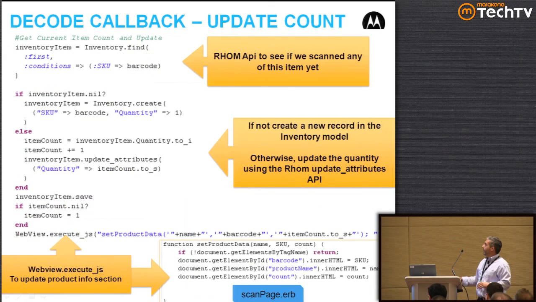Okay. Some more stuff that we're doing in the decode callback is, we're finding out if we scanned that inventory already. If we didn't, then, just like we preloaded the product catalog, we're using the Rhom API here to create a new inventory item record, with SKU and quantity, setting it to 1. Otherwise, if we did find one, we're getting the current count, converting the value to an integer, and updating it. Now again, this is a Rhom API to update attributes. This is how you would update a record. In this case, the inventory item is the item that we found, so we already have an object, and now we're just calling update_attributes to update the quantity property for that object. And then again, at the bottom, we're calling this WebView.execute_js, so this way we display the product name, the barcode, and also the current count.